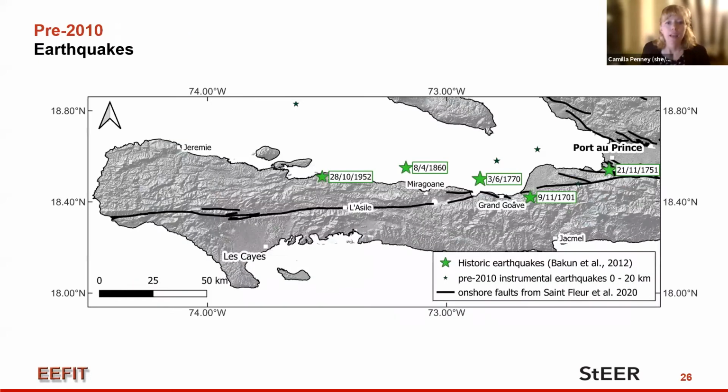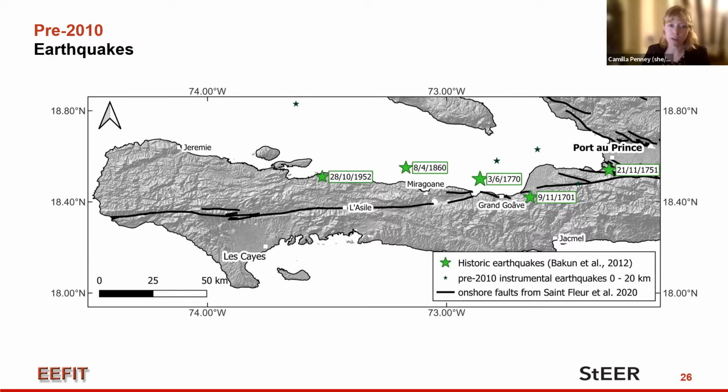Next. So if we zoom in on that region and plot the earthquakes that had occurred in that region up to 2010. The small stars here represent the instrumentally recorded earthquakes, so not terribly many of those, but there is a record of several major earthquakes occurring in the 19th and 18th century. And those are shown by the large green stars here.